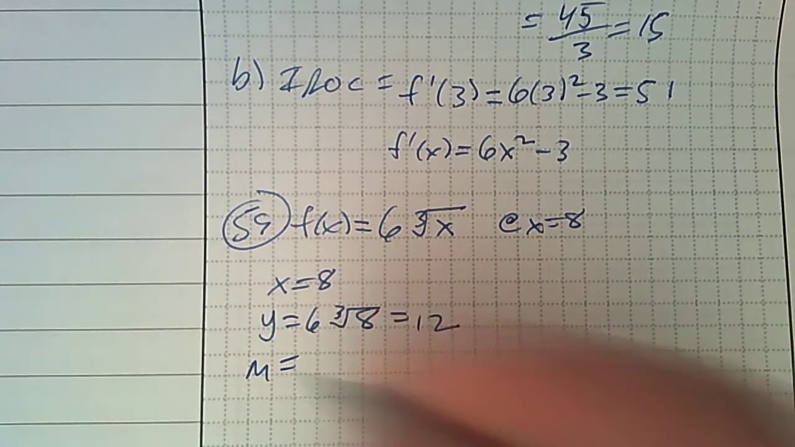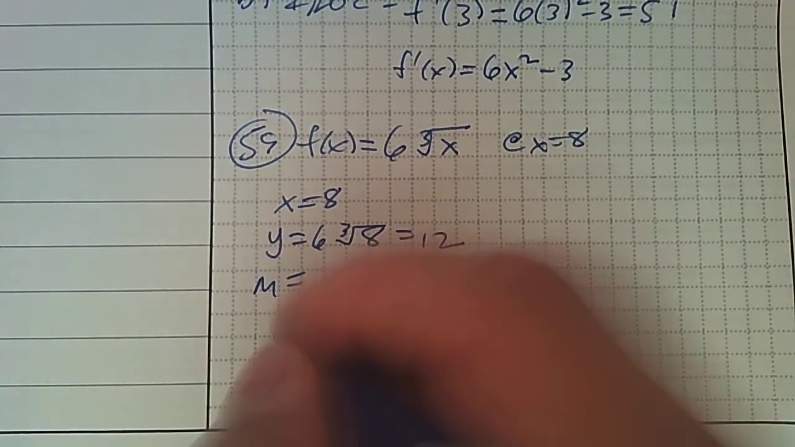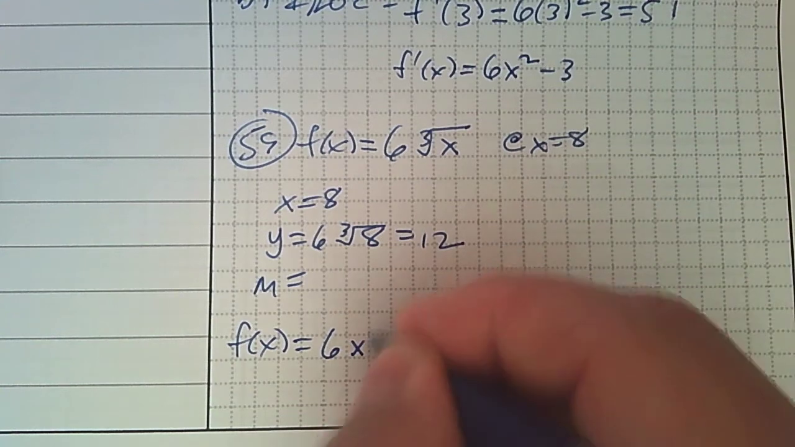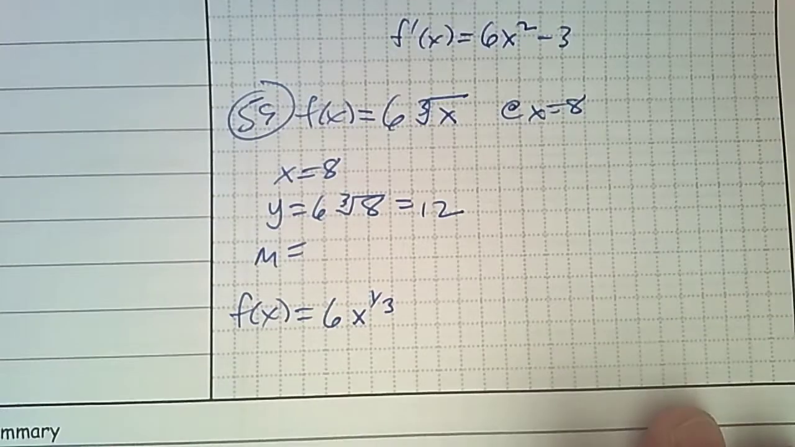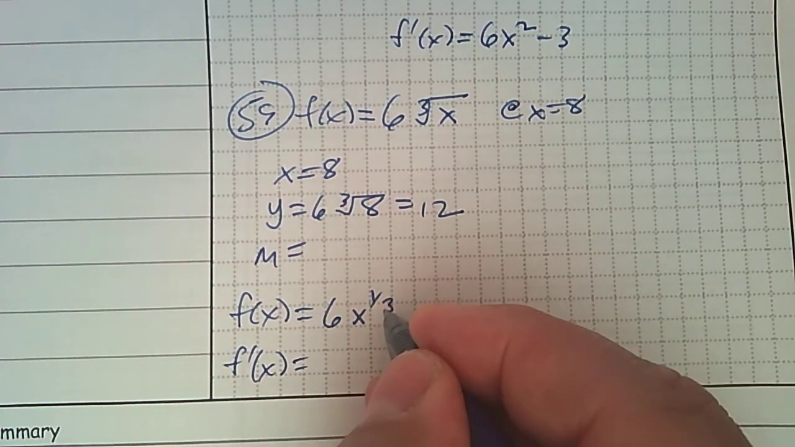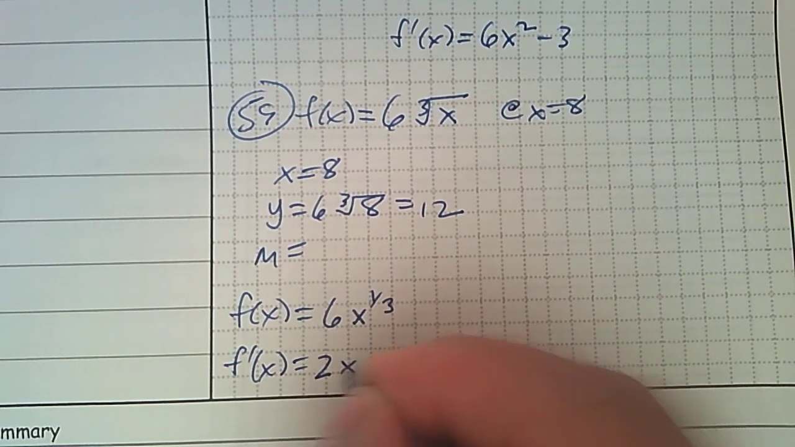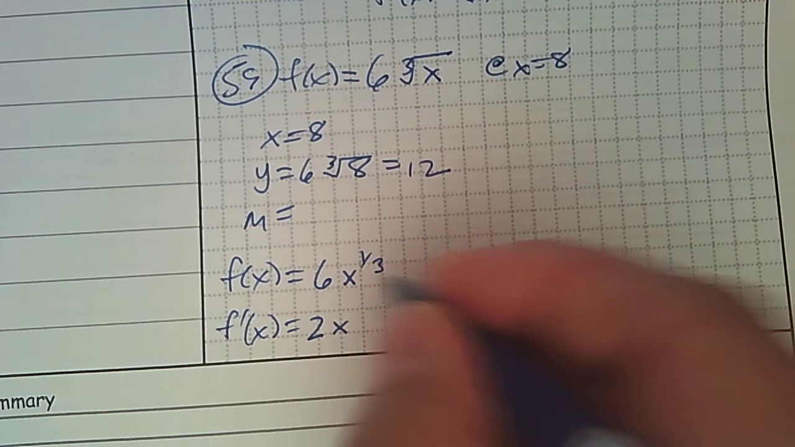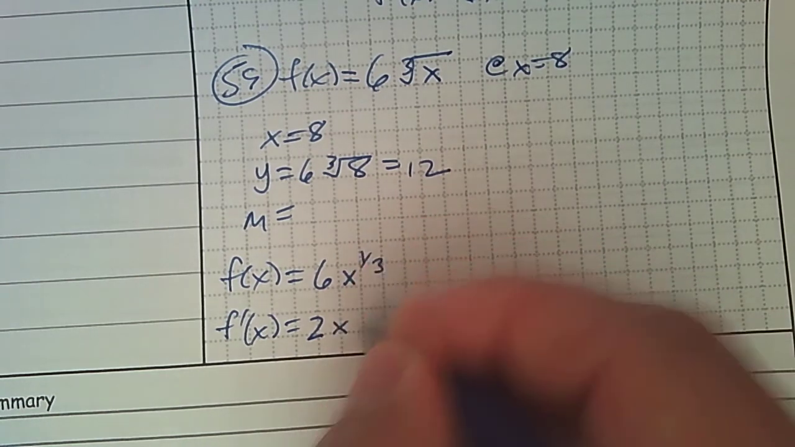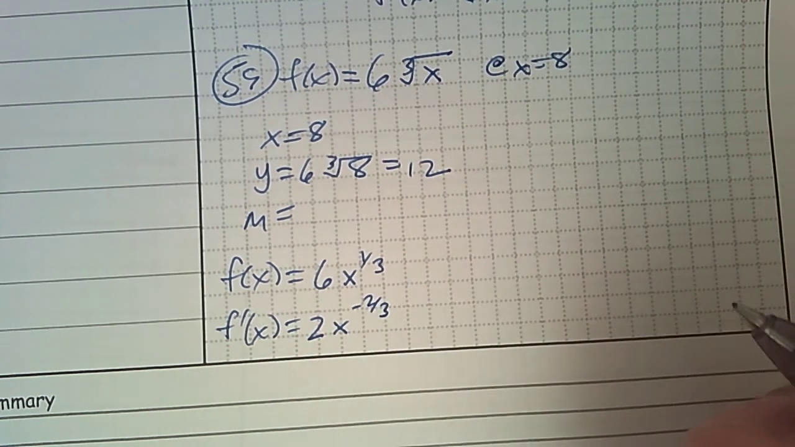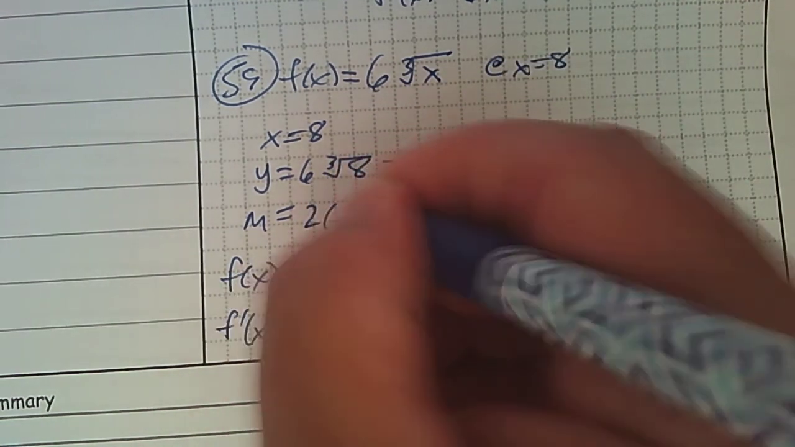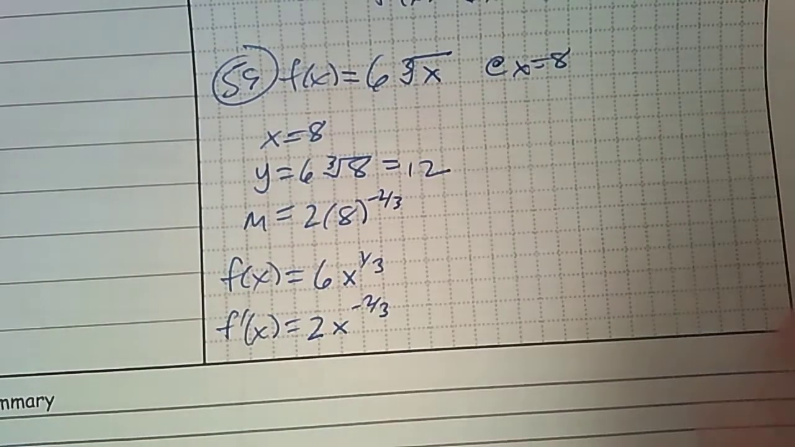And then I need to find the slope of that line. Well, that's the derivative. So to find the derivative, first of all, I'm going to write this as 1/3 instead of cube root. And then I'm going to do the power rule. So it's 1/3 times 6, that's 2. Subtract 1. Remember the quick shortcut to subtract 1. So 1/3 take away 1 is 1 take away 3, so it's negative 2/3. There's the derivative. So for the slope, I'm going to plug in 8, negative 2/3.